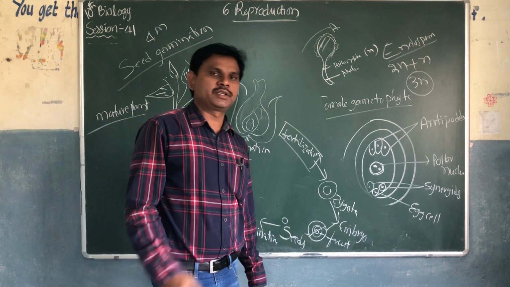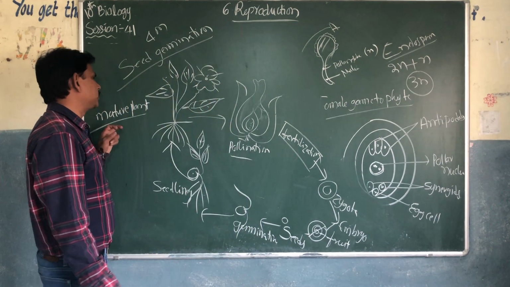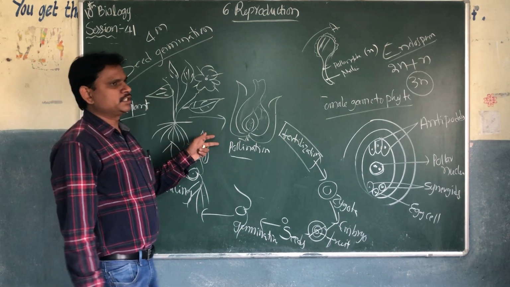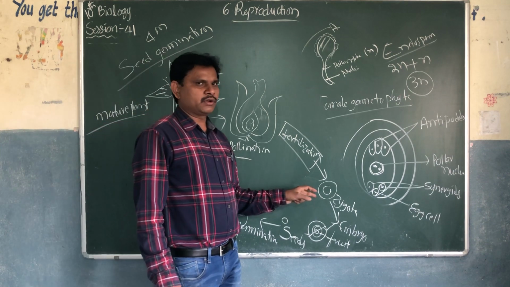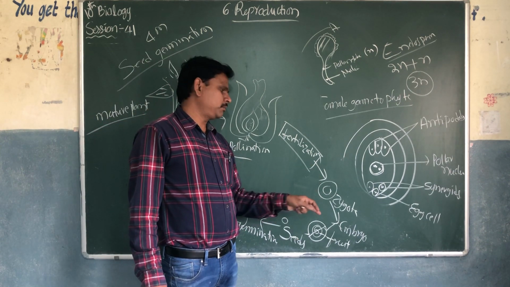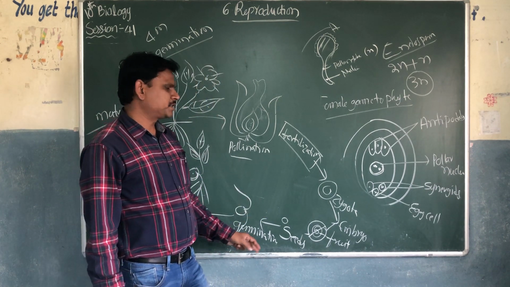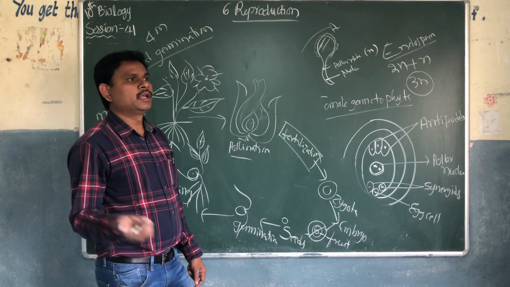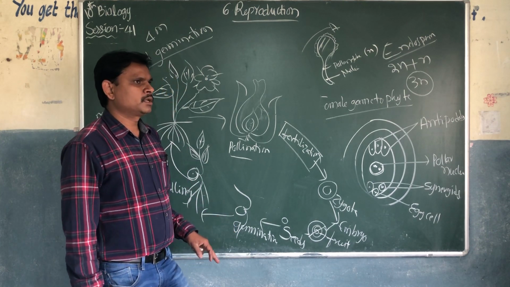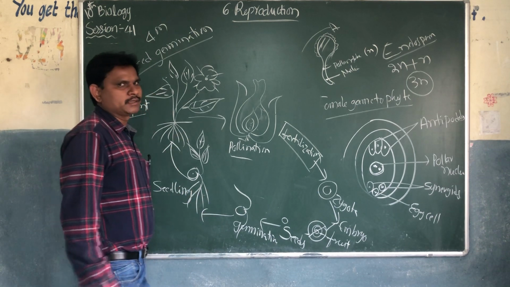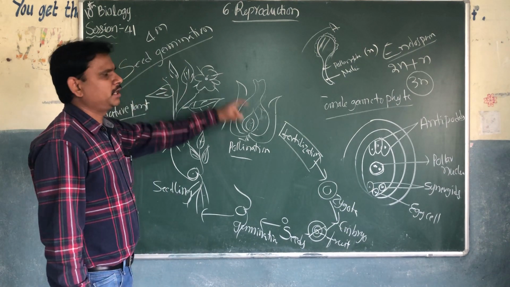In the last 2 or 3 years, this diagram was asked directly. You can draw this diagram directly. Mature plant, pollination takes place, that is called fertilization, fusion of male and female gametes. The zygote forms and converts into an embryo, which develops into a fruit. In the fruit, seeds are there. If you sow them into the soil, they start germination, become a seedling, and again a mature plant. This is the cycle of seed germination.